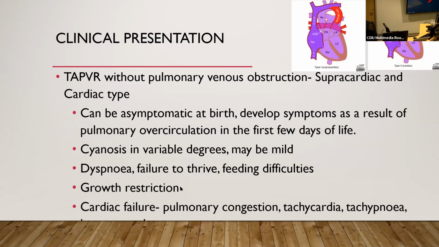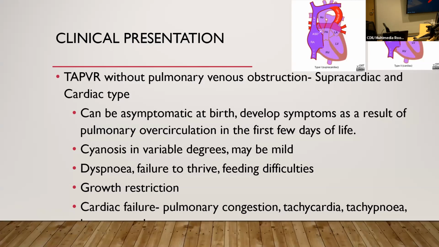Clinically, presentation will depend on whether or not there's venous obstruction. So you can imagine if you are going infracardiac, you are likely to obstruct at the level of the diaphragm. So the supracardiac and cardiac types usually don't present with obstruction. So they can be asymptomatic at birth, but develop symptoms as a result of pulmonary overcirculation in the first few days of life. And then cyanosis can also be variable, whereby it can actually be mild. They present with dyspnea, failure to thrive, feeding difficulties, and tend to have growth restriction.